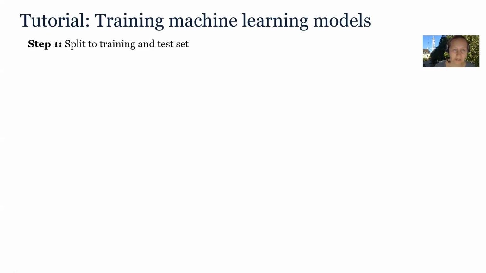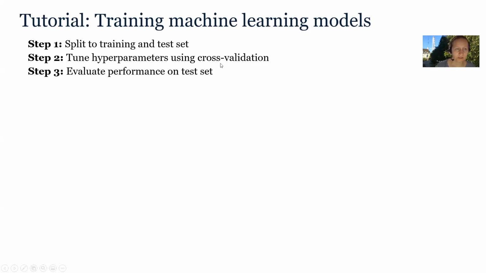So to summarize, we will train machine learning models by first splitting the data into training set and test set. Then in the second step, we will tune hyperparameters of the model using cross-validation. And in the third step, we will evaluate the performance on the test set.